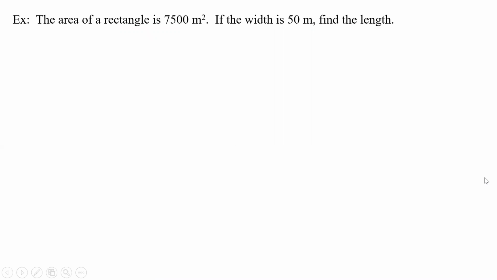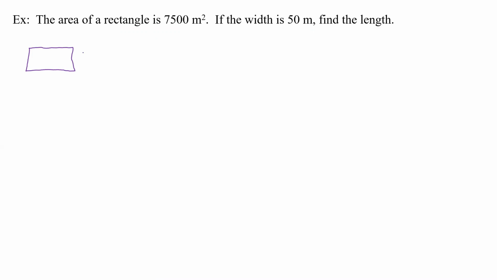What about area of a rectangle? Okay, well, rectangle, that means, hint, hint, we have to draw a rectangle to see what we're going to do. So let's draw that before we do anything. So we know that's the rectangle. So it says the area of a rectangle is 7,500 square meters. If the width is 50 meters, find the length.